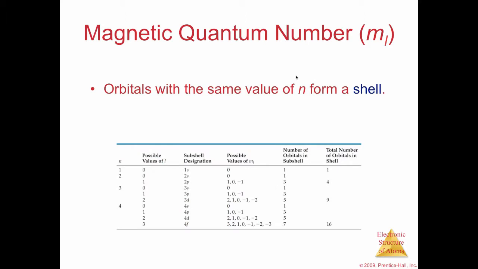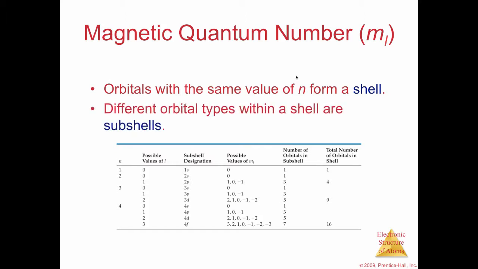Orbitals with the same value of n form a shell. Different orbital types within a shell are called subshells. This table is very important to study. In the left-hand column, you see the value of n, 1, 2, 3, 4. You could think of these as the energy levels as you're going away from the nucleus. We also have the possible values of L. Since there's only s subshells in the first energy level, the value for the angular momentum quantum number is only 0.